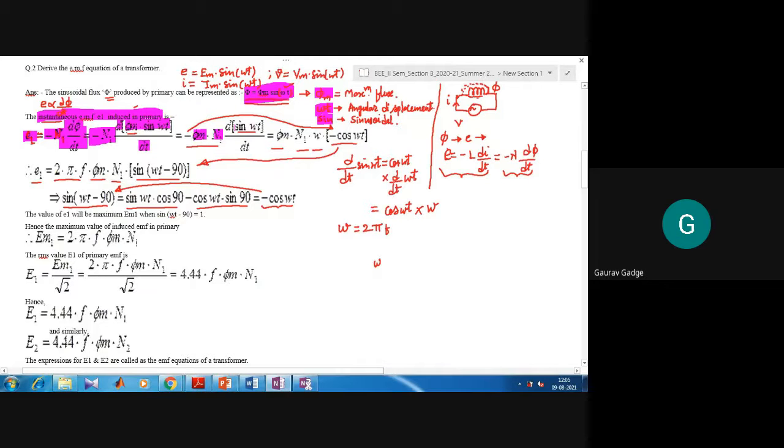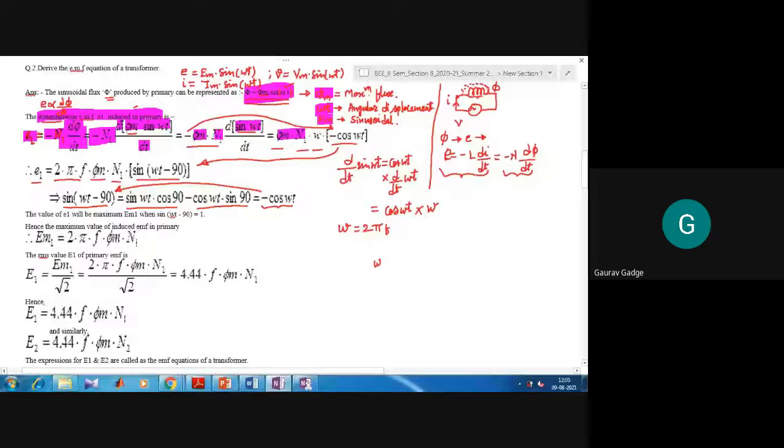D by dt of sin omega t. So now phi m n1 is as it is. Find out the derivative of sin omega t and write down that negative sign here. So the minus sign I wrote here, which I told you we are taking from here, and we are writing that negative sign here.